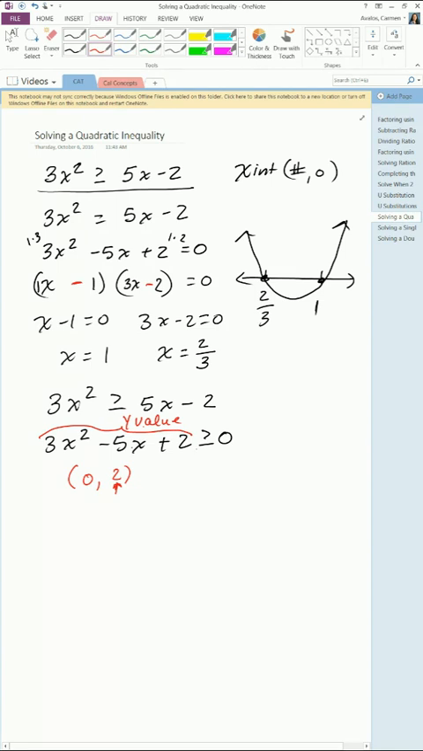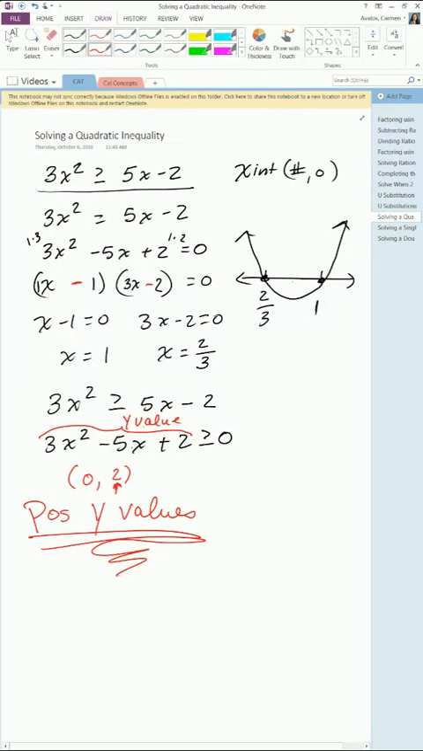When I replace the x with any x value, what I get back is going to be my y value. So the y values here, I want them to be greater than 0. Greater than 0 means that any number greater than 0 is positive. So in this case, I'm looking for positive y values. That's what the inequality is asking me to find, positive y values.